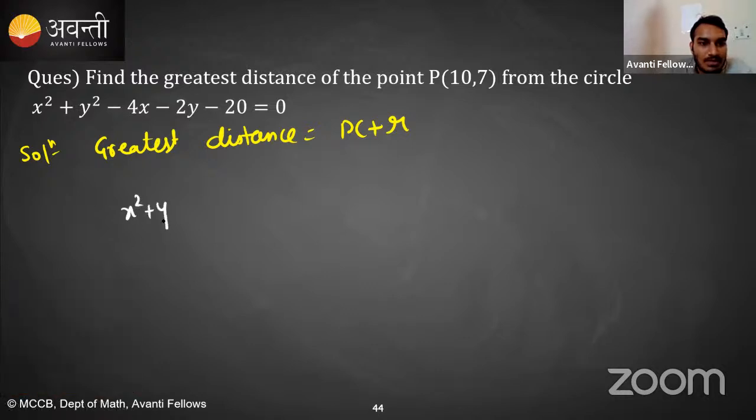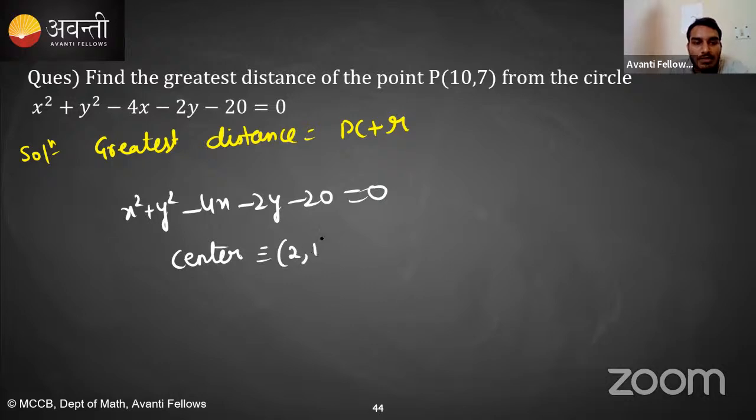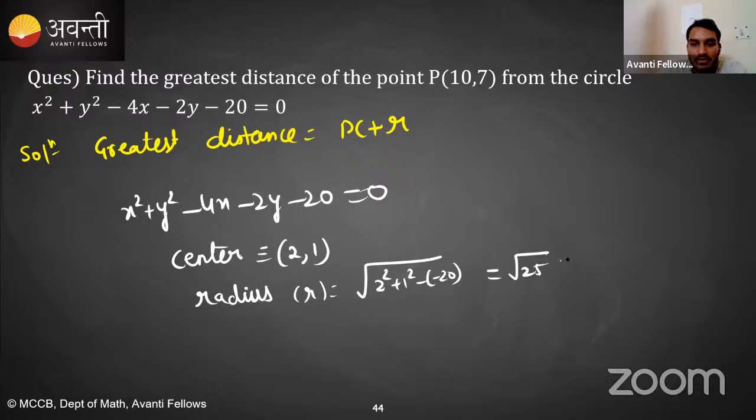What is the circle? X square plus y square minus 4x minus 2y minus 20 is equal to 0. What is the center? Center is minus g comma minus f, so 2 comma 1. What is the radius? Radius r is under root of g square plus f square minus c, which is root 25. Point P is 10 comma 7. So the greatest distance is PC plus R, right? So what is PC plus R? One second. What is PC plus R?